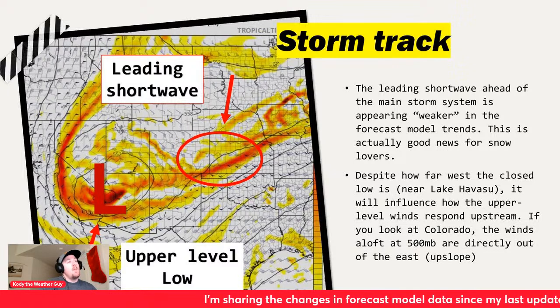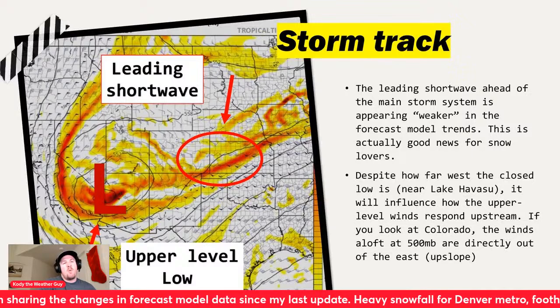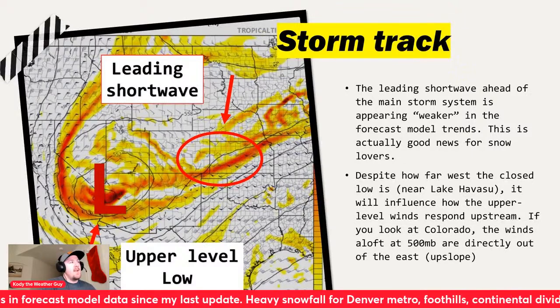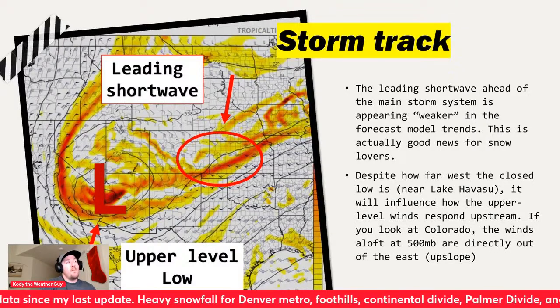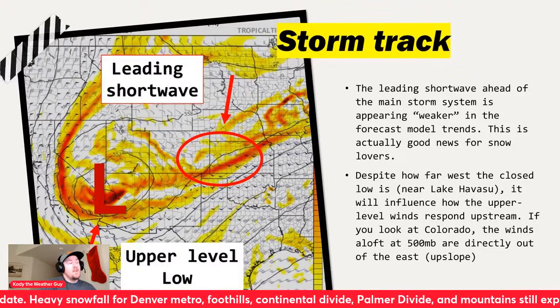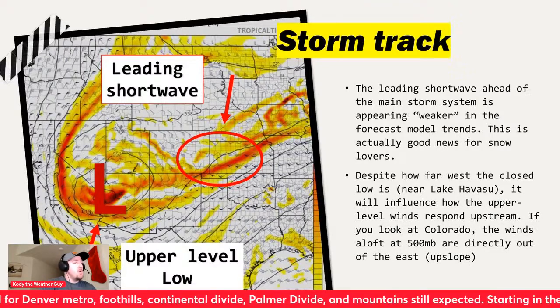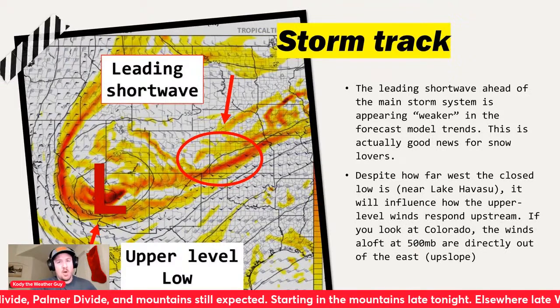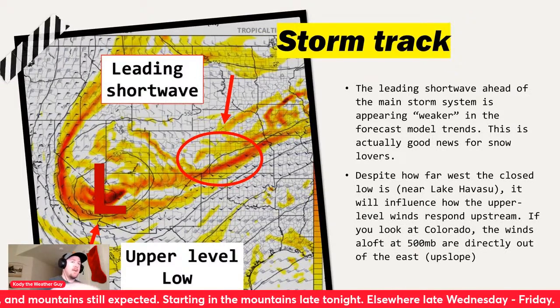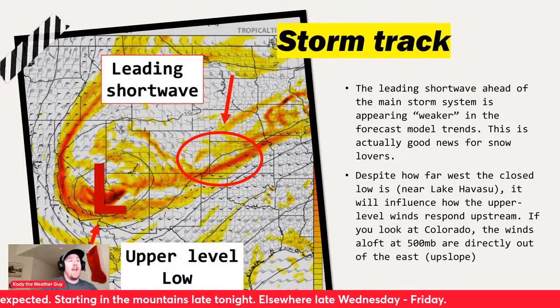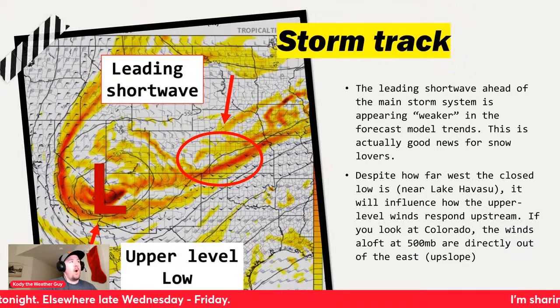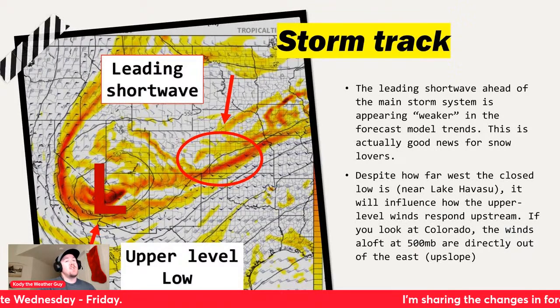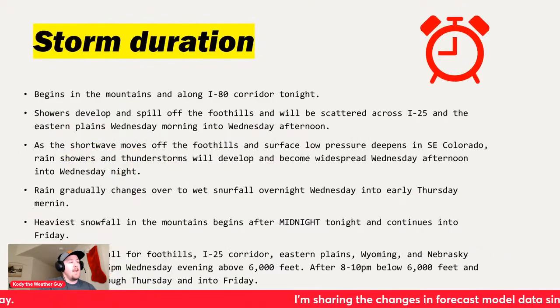It's because the models are starting to catch on to the fact that this closed low, which is going to be centered somewhere around Lake Havasu on Thursday, is going to have a bigger impact on our weather than this shortwave is. So if the models continue in the direction that they're going, we're looking at a high impact major winter storm late tomorrow night through Thursday and into the day on Friday. So I hope everybody's with me so far. This is possibility, not certainty, but our confidence is increasing.